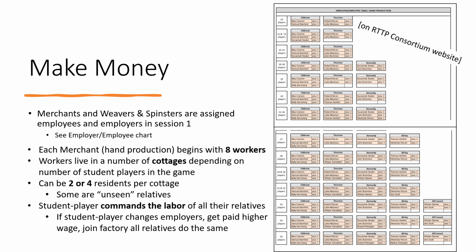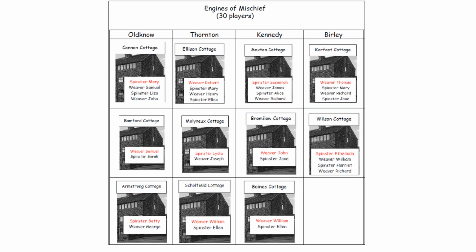Again, this is on the Reacting to the Past Consortium website. The instructor can create a visual chart like this one to give students or to display, showing the cottages and the inhabitants. Again, this reinforces the idea that they are working from home, but it also gives them a sense of how many other players are there, and it gives those players names. Once again, this is on the Reacting to the Past Consortium website.